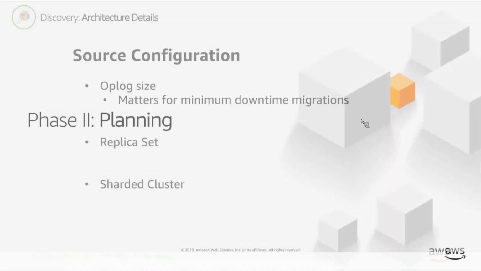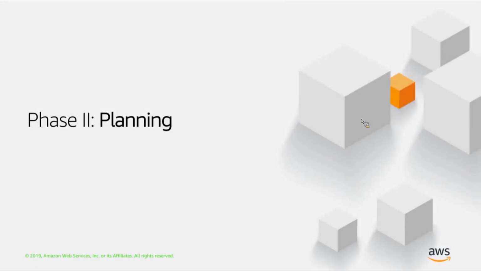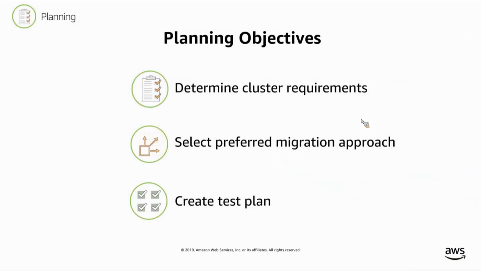So when we're thinking about the planning phase of your migration, we have three basic things that we're trying to accomplish. And the first is, again, to determine what your cluster requirements should be for the DocumentDB cluster that you're migrating to. The second is going to be to select the migration approach that's going to work best for your combination of requirements. And then finally, we want to see a detailed test plan created and tested to help you through your migration.